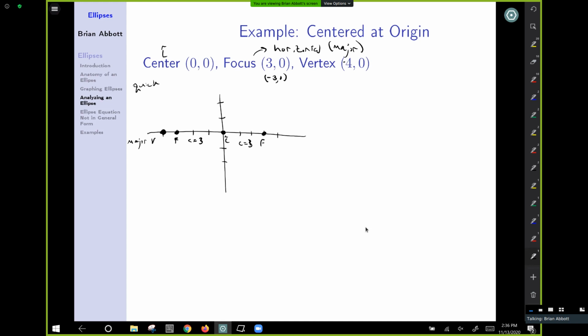So if one vertex is 4 to the left of the center, then the other vertex is 4 to the right of the center. And since we're centered at 0, 0 here, those are pretty easy to count out. Now, notably, they have not given us any of the minor vertices or the B information to find it. So we're going to have to calculate B.